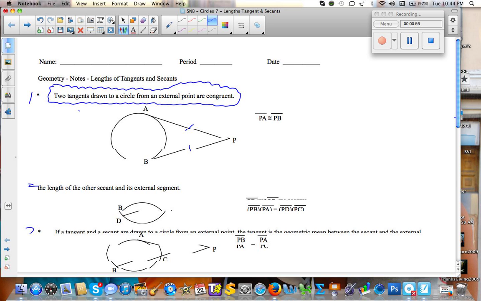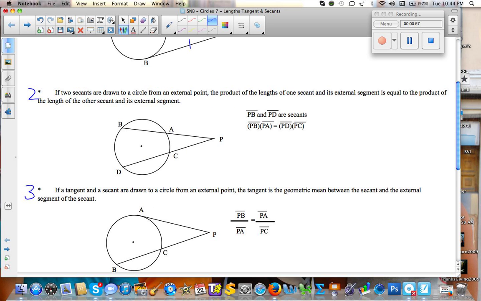On to number 2, which says, if 2 secants are drawn to a circle from an external point, the product of the lengths of one secant and its external segment is equal to the product of the length of the other secant and its external segment. So it says PB and PD are tangents. Here they are, common point P. Tangent, remember, starts at a point and touches a circle in 2 places. So we have 2 tangents here, or sorry, 2 secants.